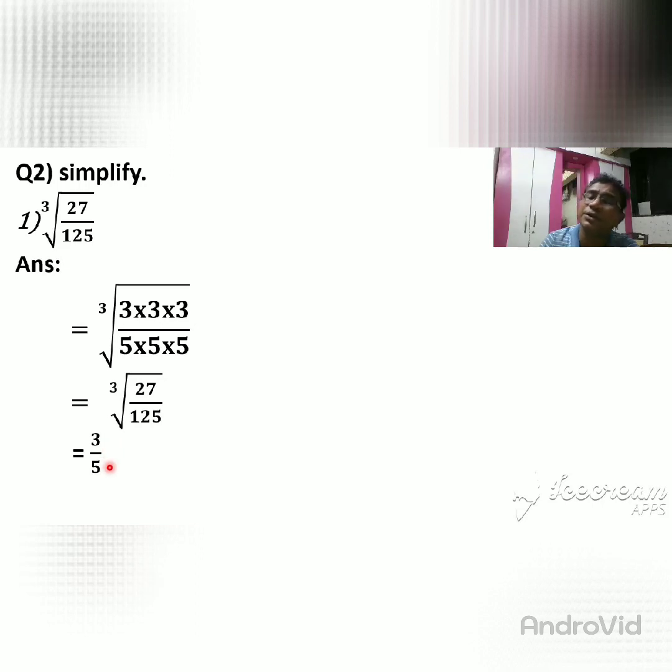Do you understand how we get 3 upon 5? The cube root of 27 is 3 into 3 into 3, since 3 3s are 9, 9 3s are 27. The denominator 125 is 5 into 5, 25, 25 into 5, 125. So the cube root of 27 is 3, the cube root of 125 is 5, and the answer is 3 upon 5. Do you understand? Then we go to the second problem.